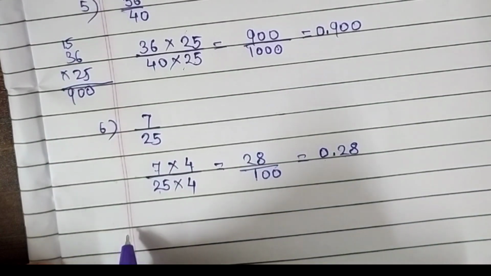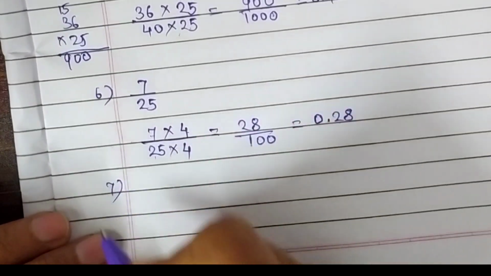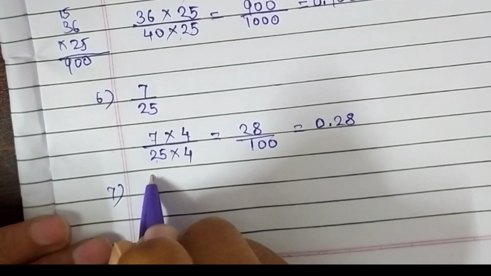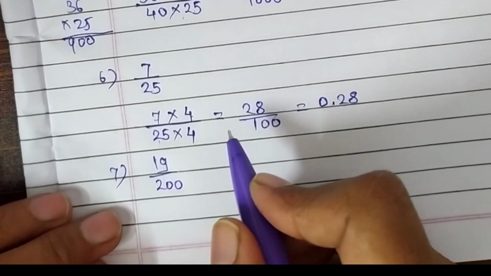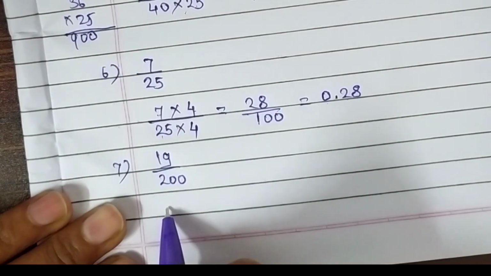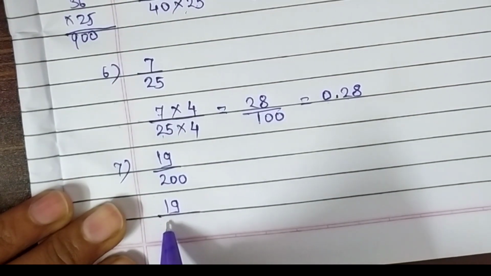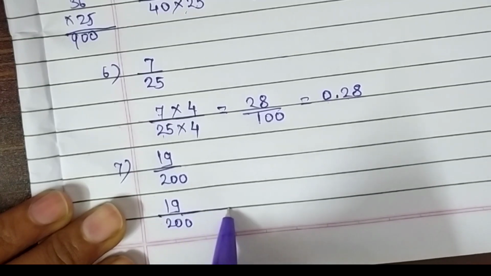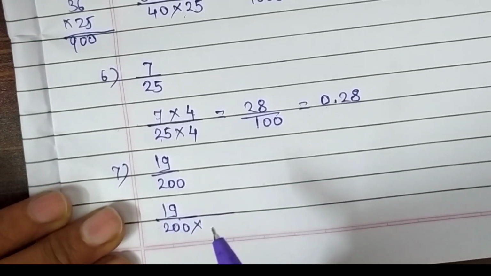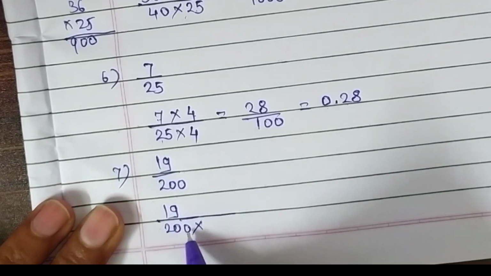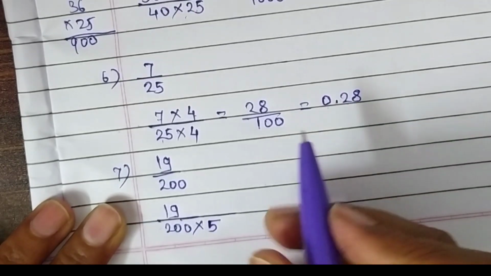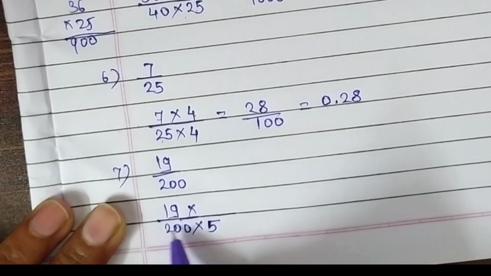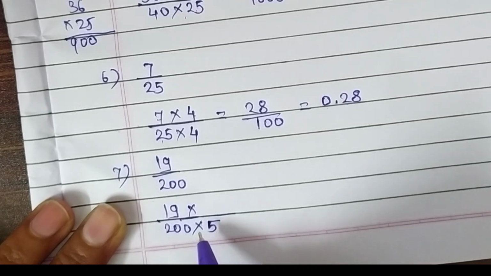Write the seventh question. The seventh question is 19 upon 200. Look here, we are going to make the denominator 1000. So for it we have to multiply 200 by 5, because 2 5s are 10, so 200 5s are 1000.